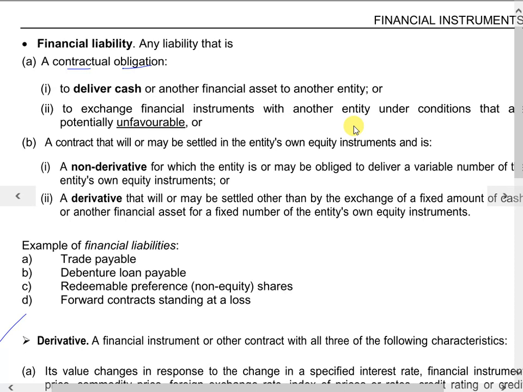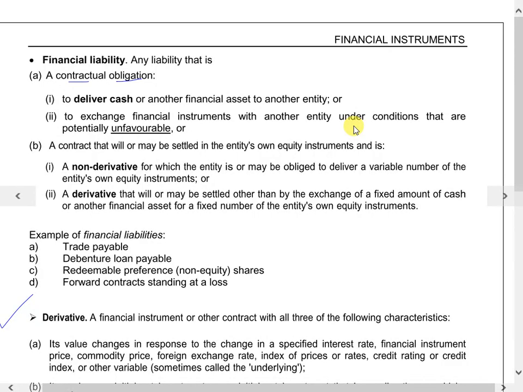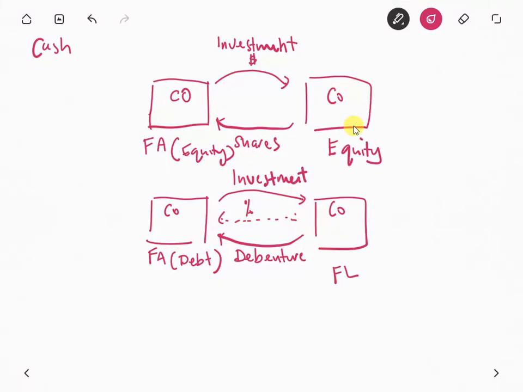A2, a contractual obligation is to exchange financial instrument with another entity under conditions that are potentially unfavorable. Unfavorable. So you are this person. You have a financial liability, means you have a contractual obligation to deliver cash, or exchange which is potentially unfavorable to you, this company. That's why it's a liability. Just now it's favorable, now it's unfavorable.